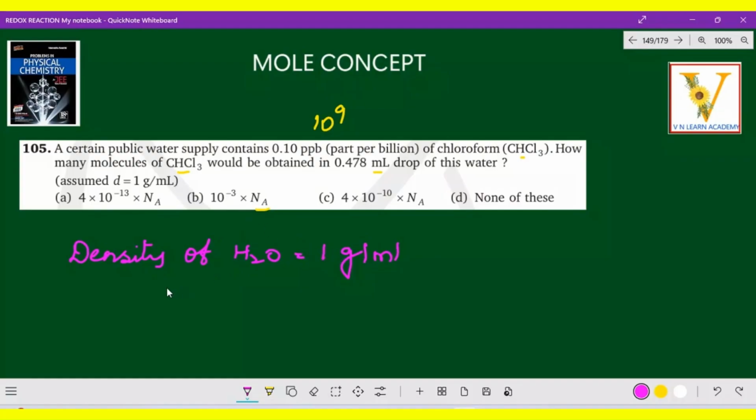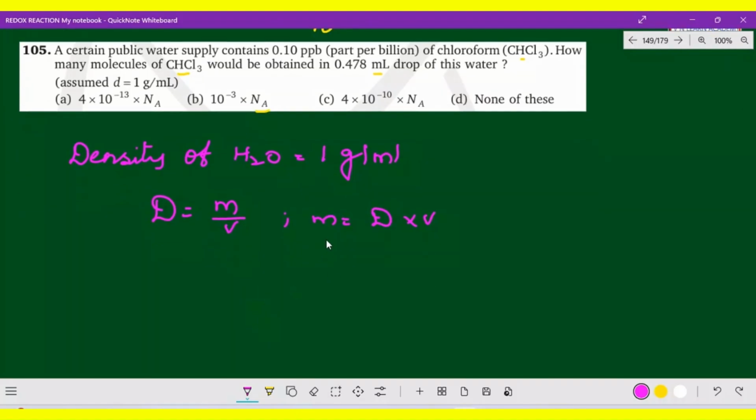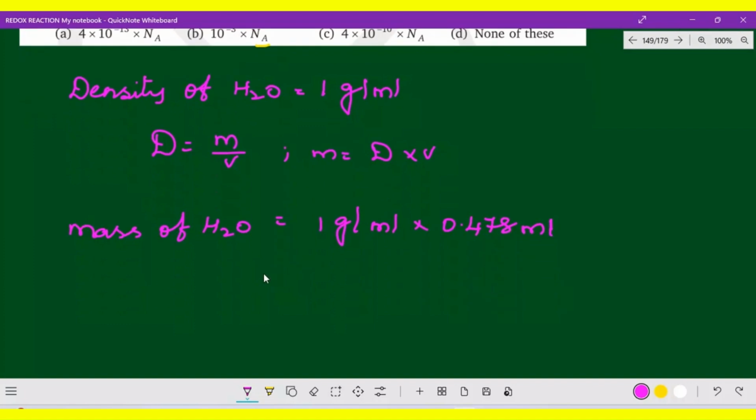Okay, now 1 gram per ml, so mass of water. Density D equals m by v, and m equals D into v, density into volume. So mass of water, that's what I just mentioned, equals density, 1 gram per ml, into volume, which is actually 0.478 ml. So right now, what is the answer you will be getting? Here the ml and ml will be cancelled. So you will get 0.478 gram.